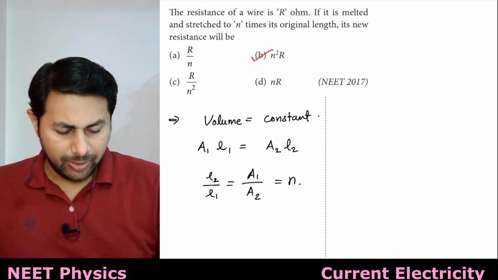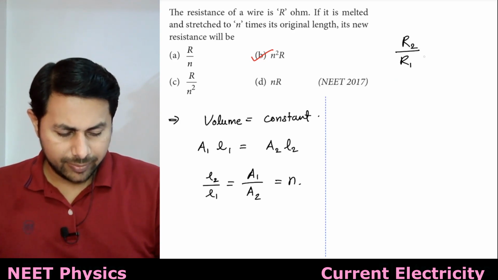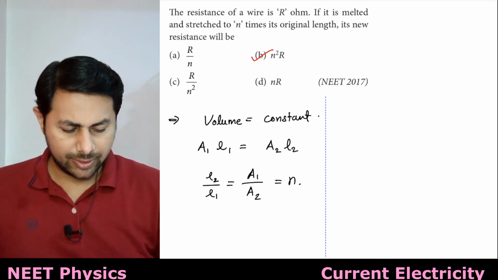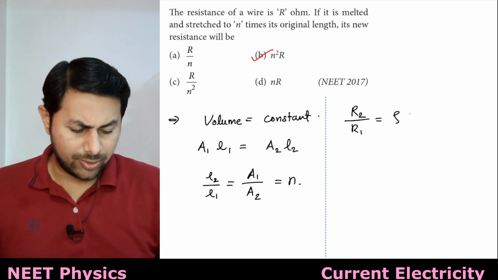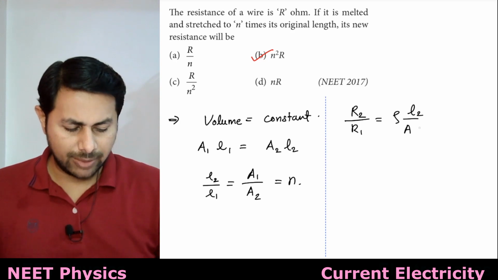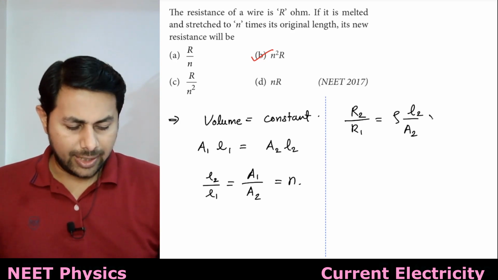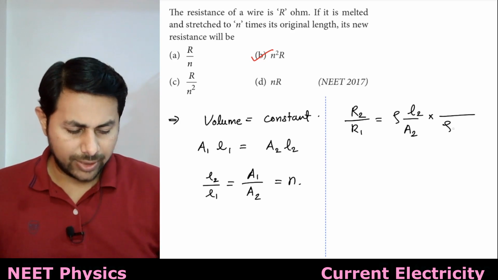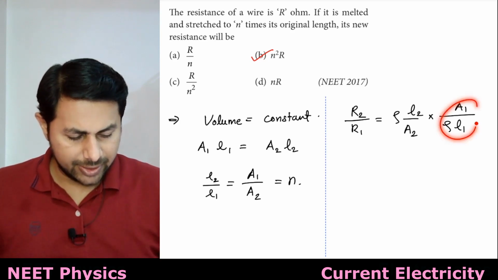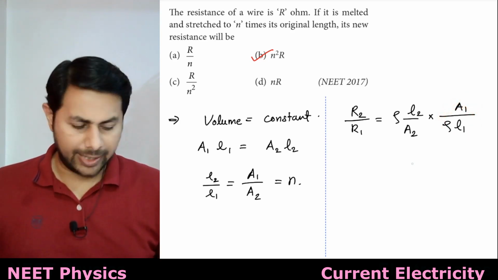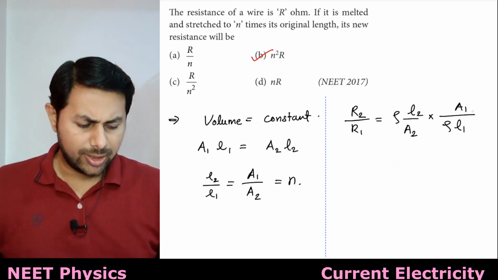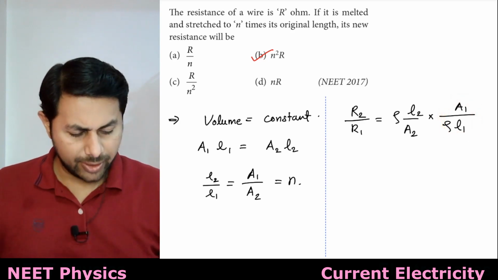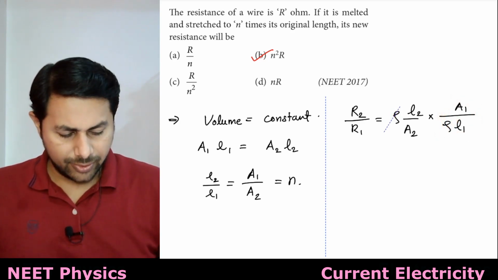So if I want to take the ratio R2 by R1, then we know resistance is equal to what? Resistance is rho times L by A. So R2 is rho times L2 by A2, and I want to divide by R1, which is rho times L1 divided by A1. Dividing by this is multiplying by its reciprocal, so we multiply by A by rho L. Rho gets cancelled.